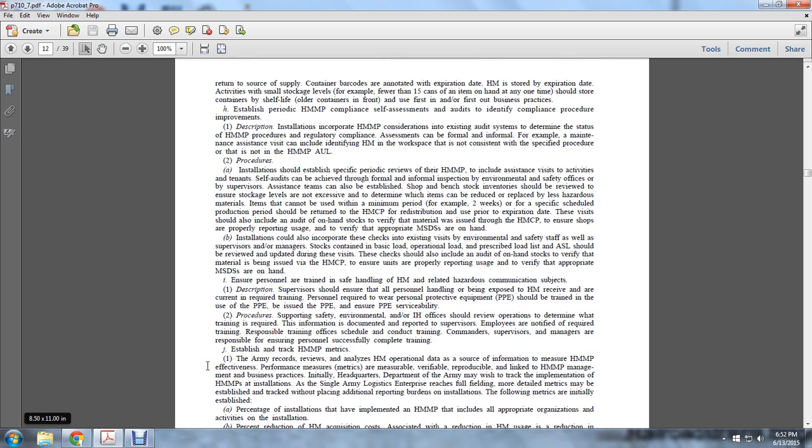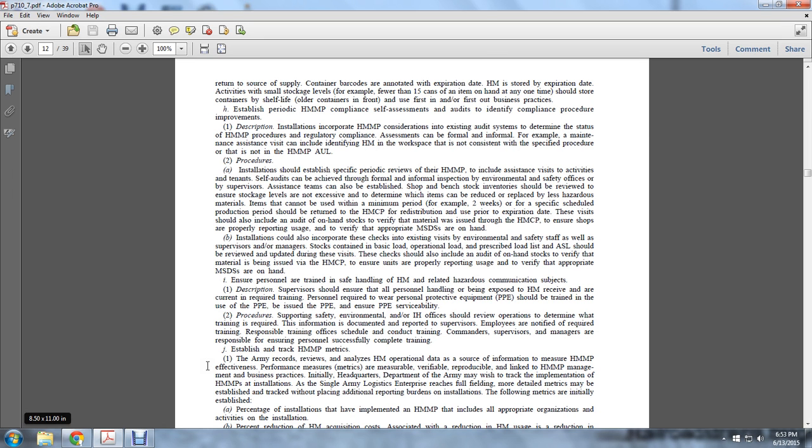Ensure personnel are trained in the safe handling of hazardous material, related safety hazards, and hazard communication subjects. Supervisors should ensure all personnel handling or being exposed to hazardous material receive and stay current on required training. Personnel required to wear personal protective equipment should be trained in its use, be issued the personal protective equipment, and ensure its serviceability.